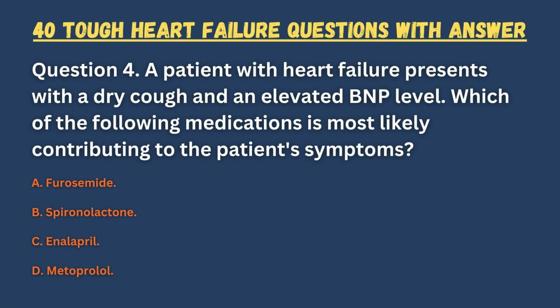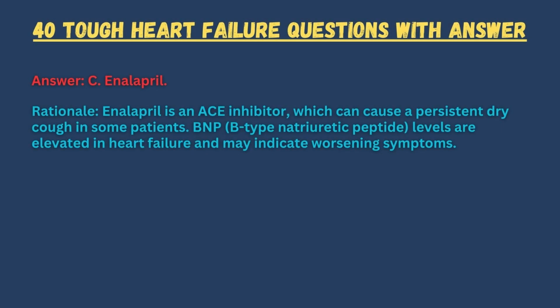Question 4. A patient with heart failure presents with a dry cough and an elevated BNP level. Which of the following medications is most likely contributing to the patient's symptoms? A. Furosemide. B. Spironolactone. C. Enalapril. D. Metoprolol. Answer: C. Enalapril. Rationale: enalapril is an ACE inhibitor, which can cause a persistent dry cough in some patients. BNP, B-type natriuretic peptide, levels are elevated in heart failure and may indicate worsening symptoms.